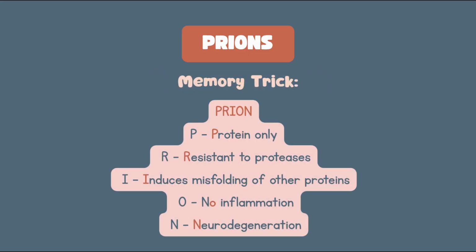Moving on, to summarize prions, you can actually use their name as a mnemonic. So prions: P, protein only; R, resistant to proteases; I, induce misfolding of other proteins; O for no inflammation; and N for neurodegeneration, because they cause neurodegenerative diseases.